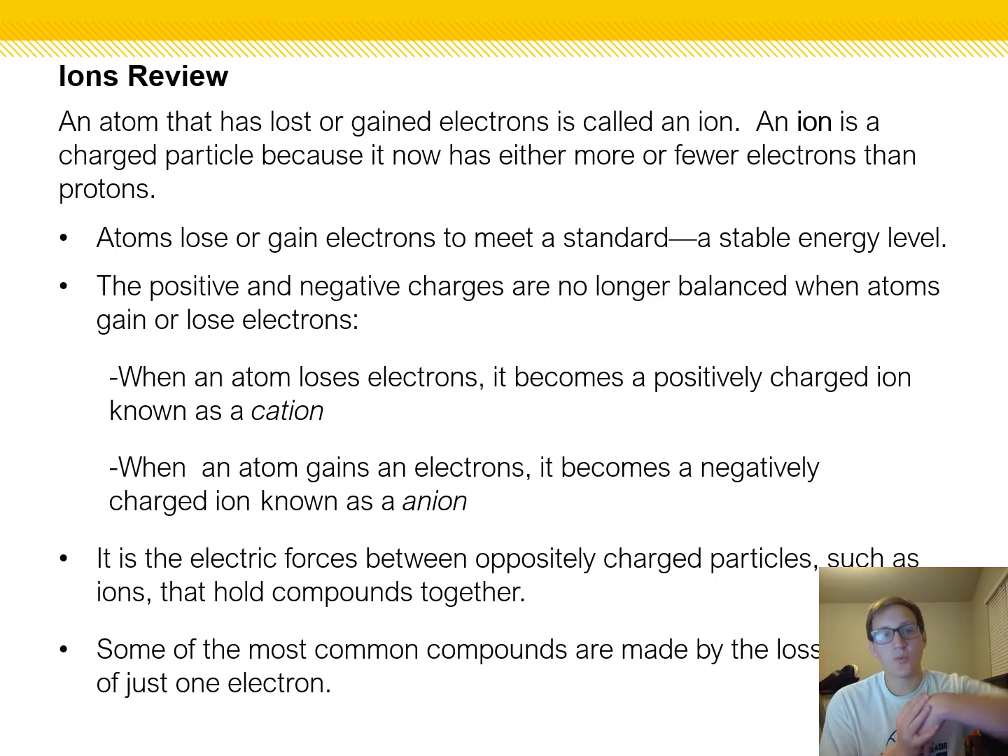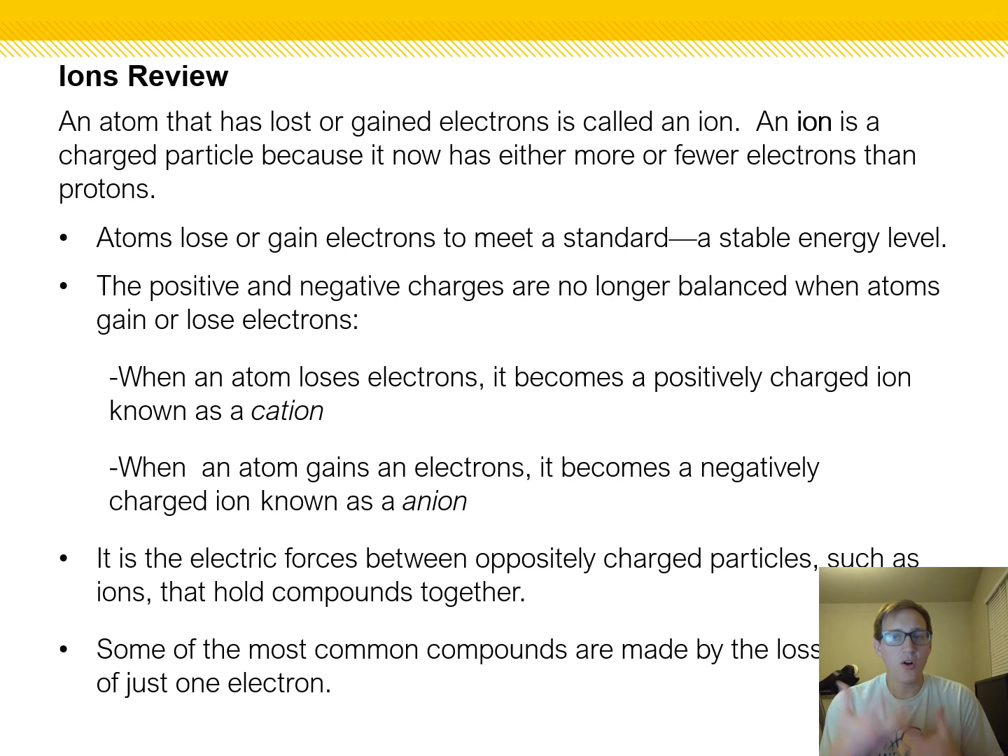Just a quick review on ions. An atom that has lost or gained electrons is called an ion. An ion is a charged particle because it now has either more or fewer electrons than protons. So if it gains an electron, it's going to be negative because it now has more electrons than it has protons. And if it loses an electron, it's now going to be positively charged because it has more protons than electrons. Atoms lose or gain electrons to meet a stable energy level.